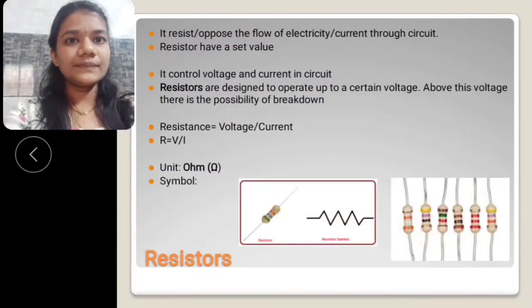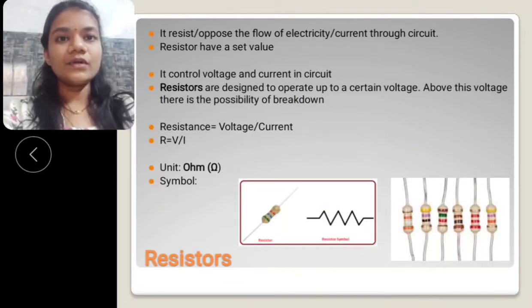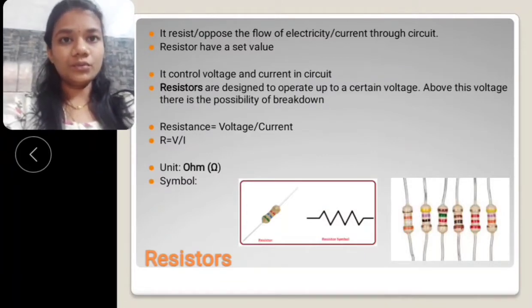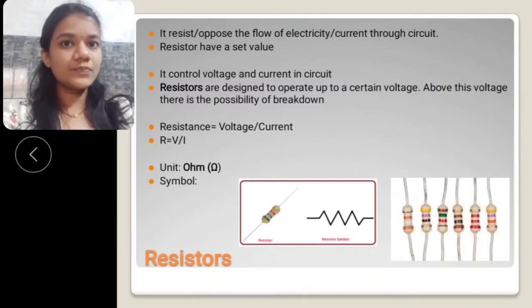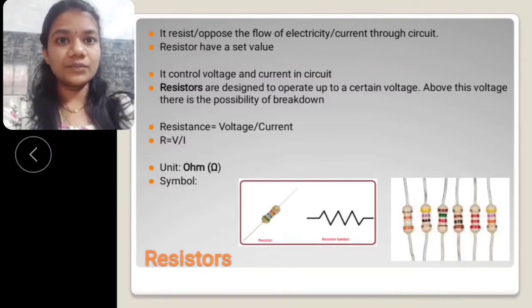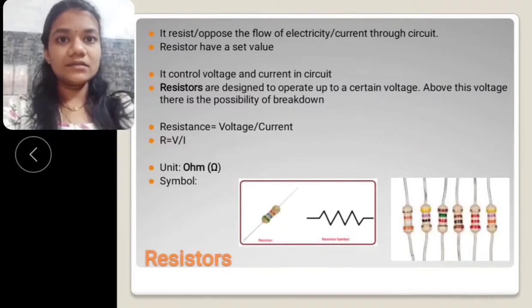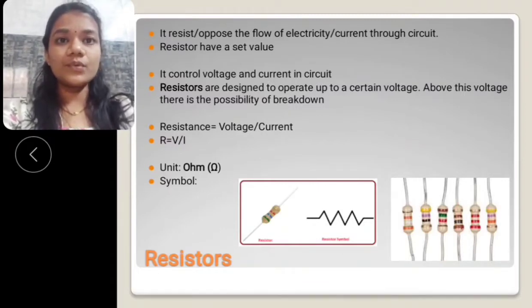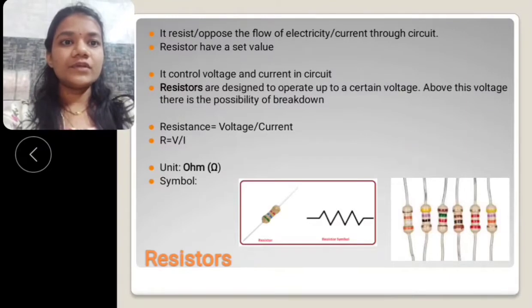Next is resistors. If we go to the individual working of each component, then the first passive component is the resistor. It's one of the most important electronic components. In every circuit, a resistor is used. As the name indicates, a resistor is used to resist or oppose the flow of electricity, or we can say it opposes the flow of current through the circuit.